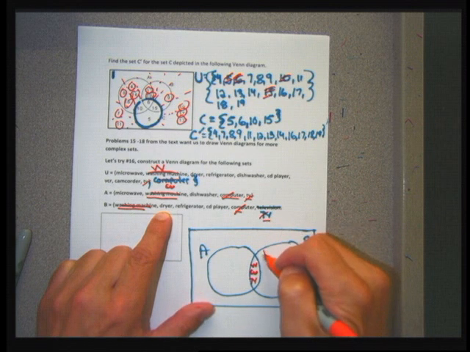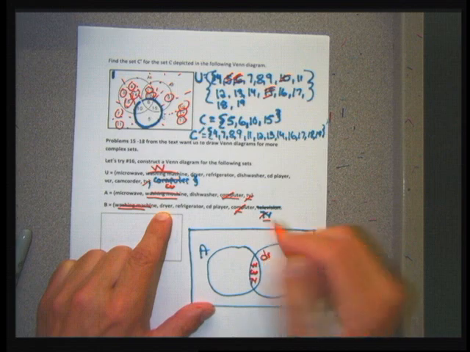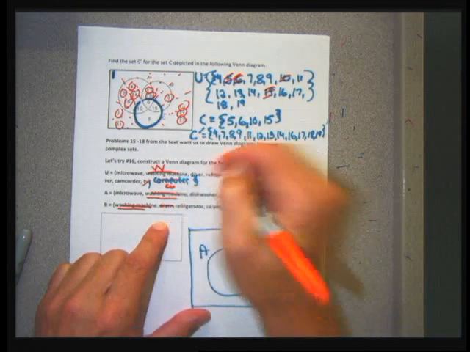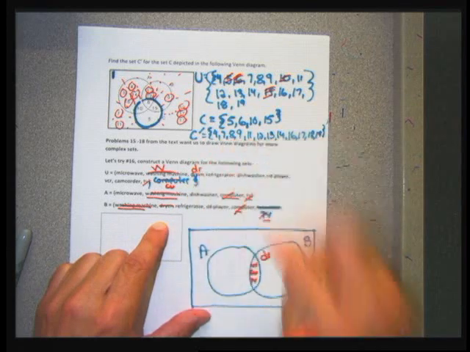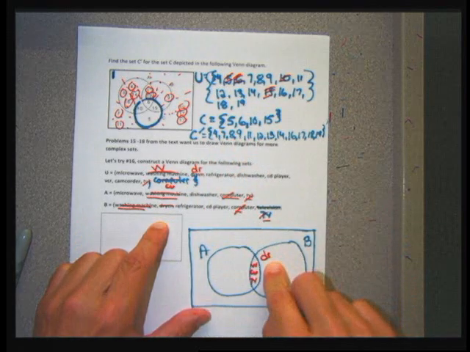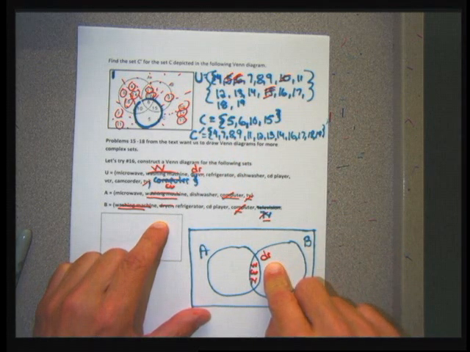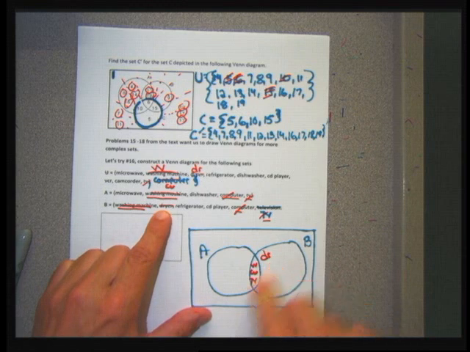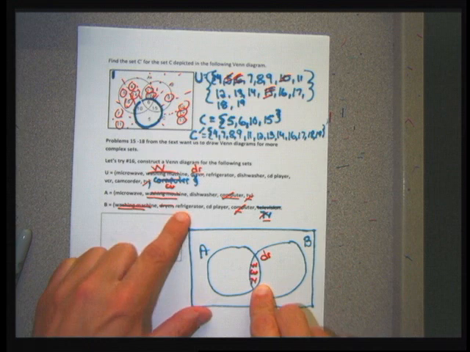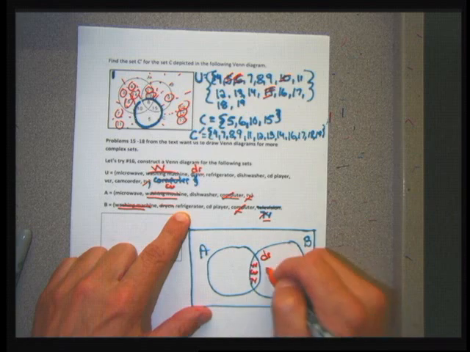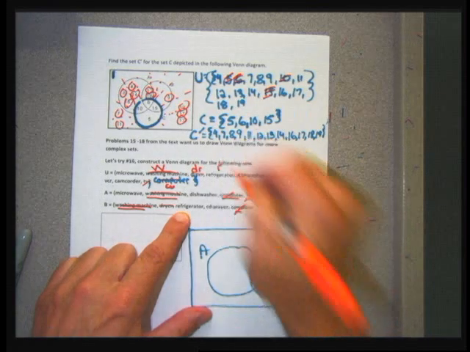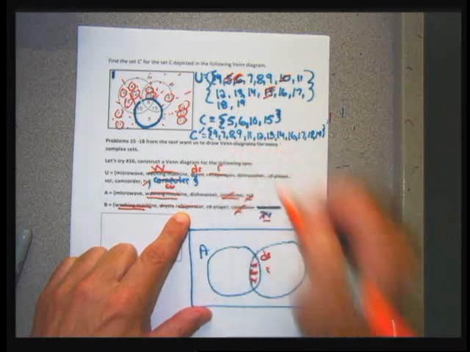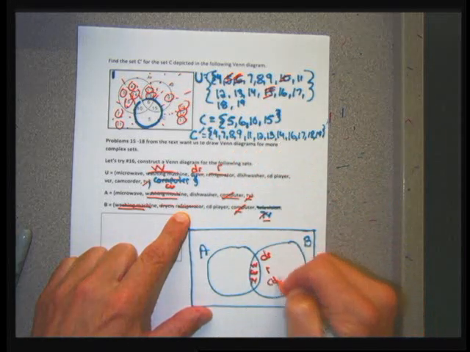So I'm going to put dryer, and I'm going to label that DR. And I'm going to put it in the right half of the B circle. It has to be in the rectangle because it's in the universe. It has to be inside the B circle, but it can't be in the overlapping part because it's not in the A circle. I'm going to now put the refrigerator and the CD player in the same regions. I'll use R for refrigerator, and I'm going to use CD for CD player.